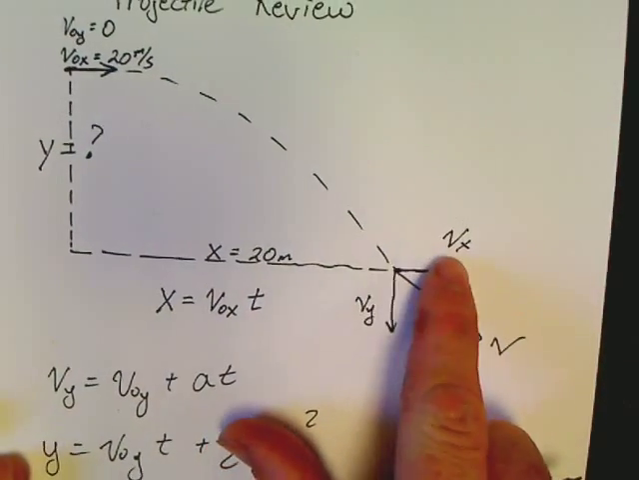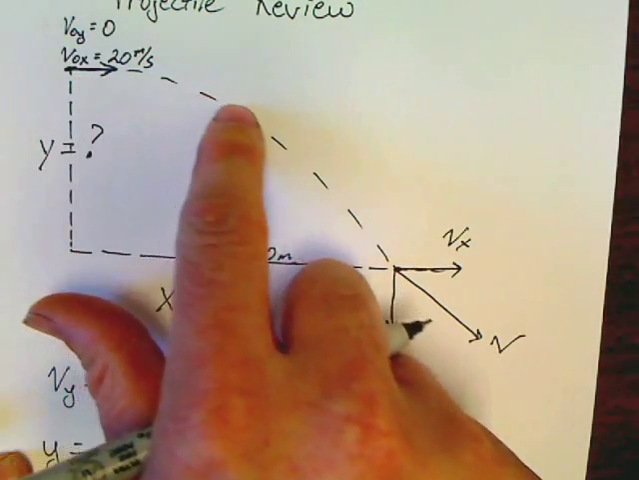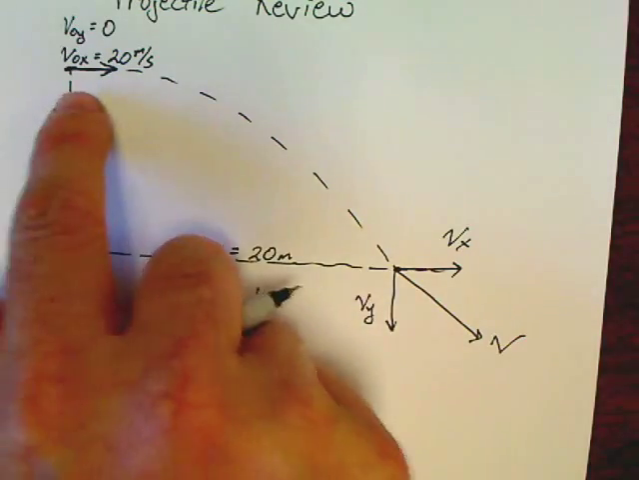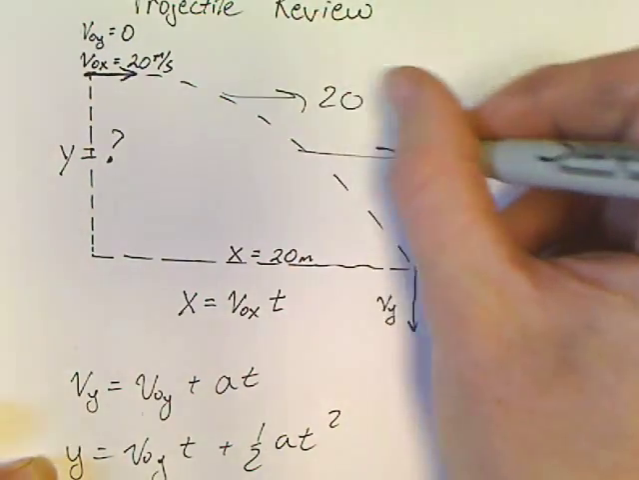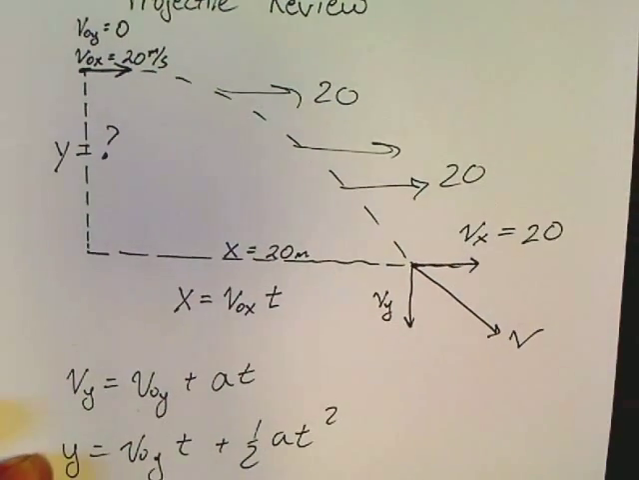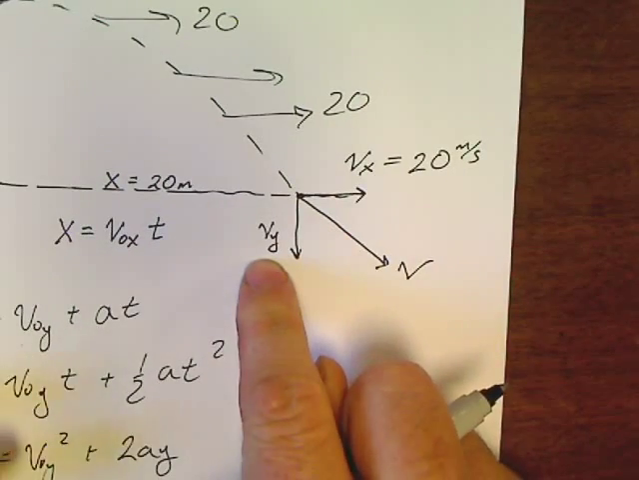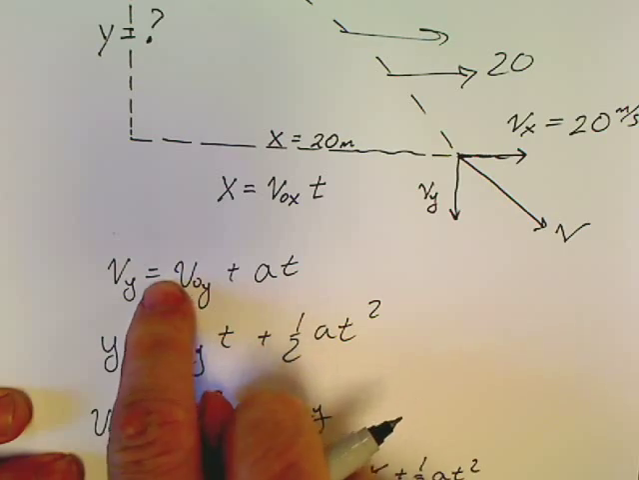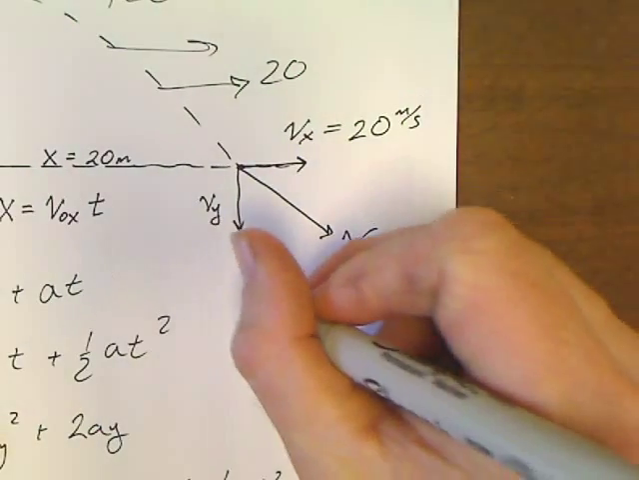Could we find VX? Well, yeah, it's the same. It never changes. V in your X never changes on the projectile. It's always 20, 20, 20, 20, 20. Which means down here, it's still 20. When you get down to here, it never changes. Could we find VY? Well, certainly. We could go straight to this VY.